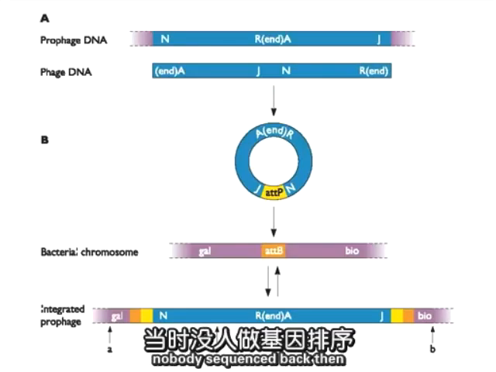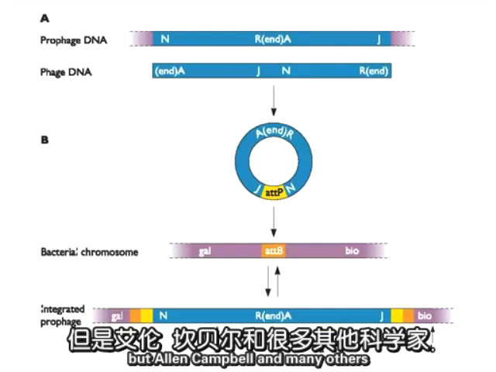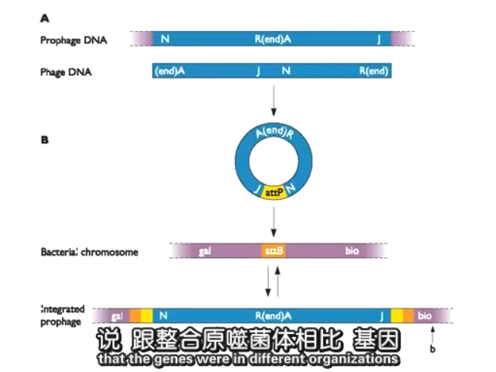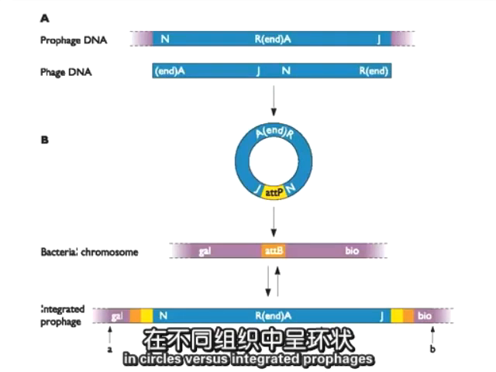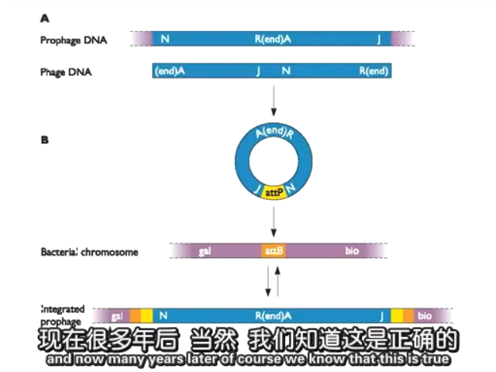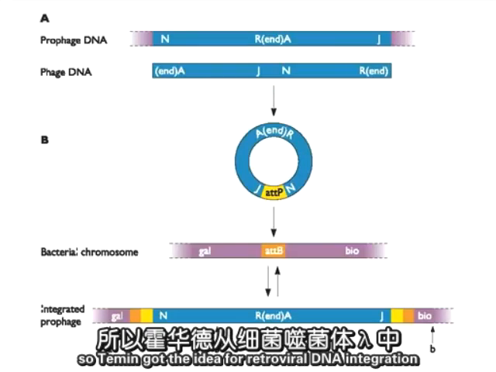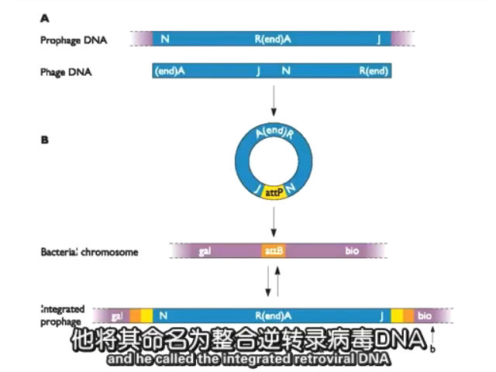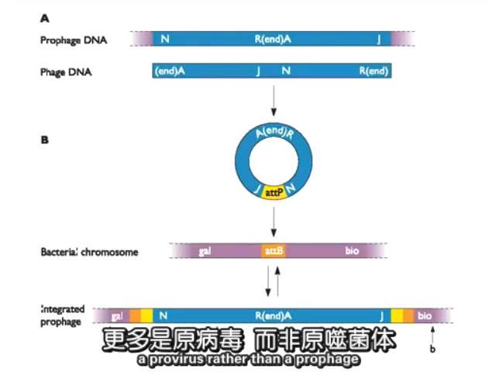Nobody sequenced back then, but Alan Campbell and many others deduced from genetic crosses that this was so, that the genes were in different organizations in circles versus integrated prophages. And now many years later, of course, we know that this is true. So Temin got the idea for retroviral DNA integration from bacteriophage lambda, and he called the integrated retroviral DNA a provirus, rather than a prophage.